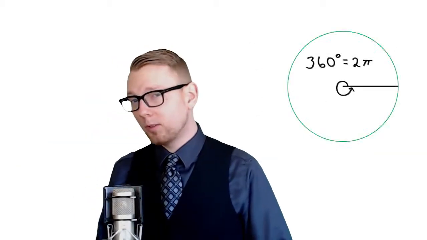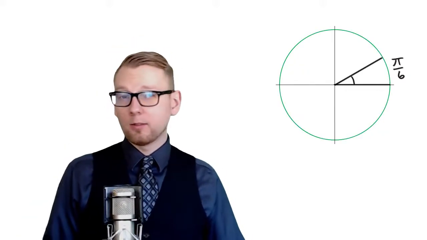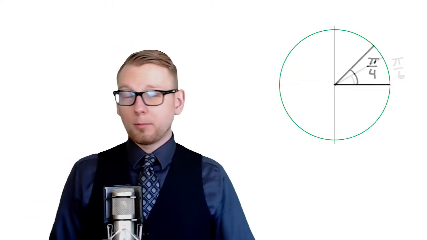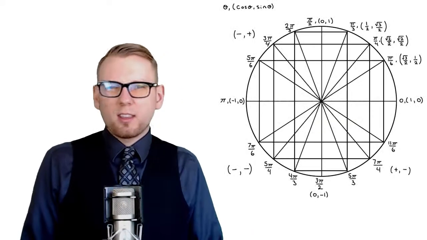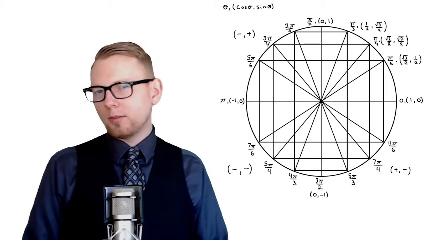We know that a full unit circle is 360 degrees, or 2 pi. The special angles are pi over 6, pi over 4, and pi over 3. And then the multiples thereof afterwards. So here's the unit circle all filled out.